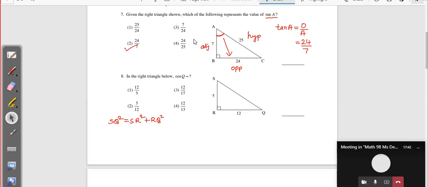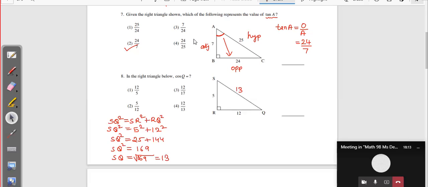We have to find SQ. So SR value is 5, 5 square. RQ is 12, 12 square. 5 square is 25. 12 square is 144. If we add this value, it becomes 169. But this is SQ square. To find out SQ, we have to find the square root of this 169. That will be 13. So this value becomes 13.